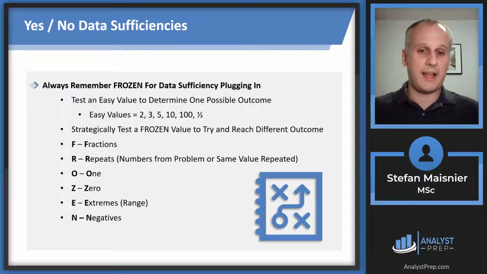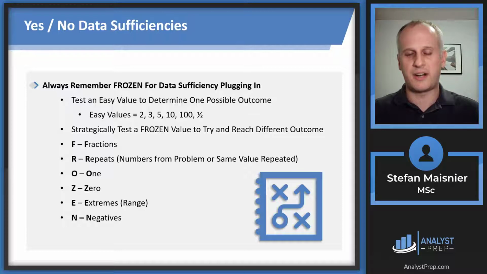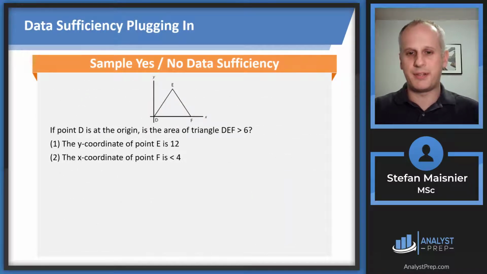But if you don't have that restriction, you might want to consider what would happen with negatives. You might want to consider what would happen if your value was 0. You might want to consider what would happen if your value was a fraction. So this is a guideline, not a specific map to follow as far as FROZEN goes and testing weird values to get a different outcome. So let's apply this to a sample yes-no data sufficiency.